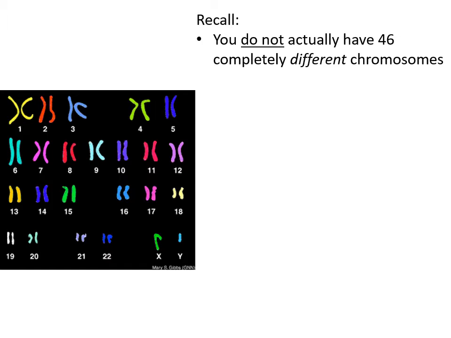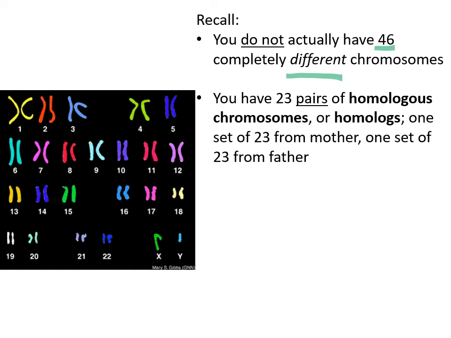So do recall that you don't have 46 fully different chromosomes. I mean, they are different to each other, but they have the same information on them in most cases. So you have 23 pairs of chromosomes, where each member of the pair carries the same information. So we call those homologous chromosomes. You have 23 of them from your mother, and you have 23 of them from your father, and the information that you got from your mother is the same type of information you got from your father.